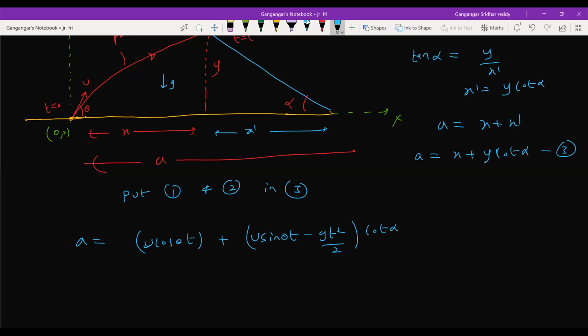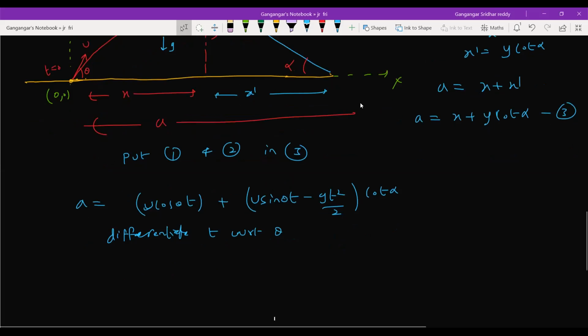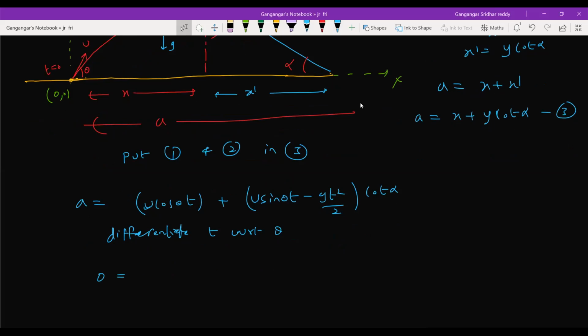What shall we do here? Differentiation. The time should be minimum, no? So I should differentiate this equation with respect to theta, dt by d theta. Theta is here, you can see that. First we can simplify the equation, then differentiate t with respect to theta. Then we'll proceed. So this will be 0, since differentiation of a constant is 0.